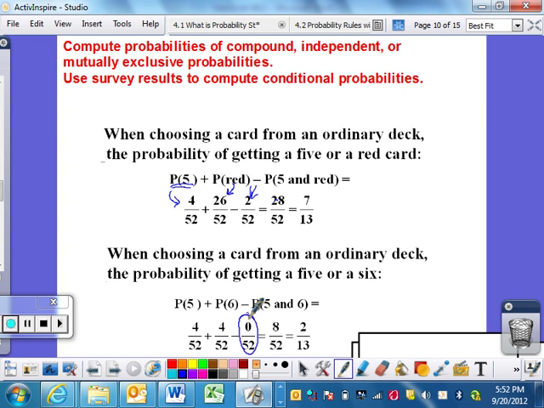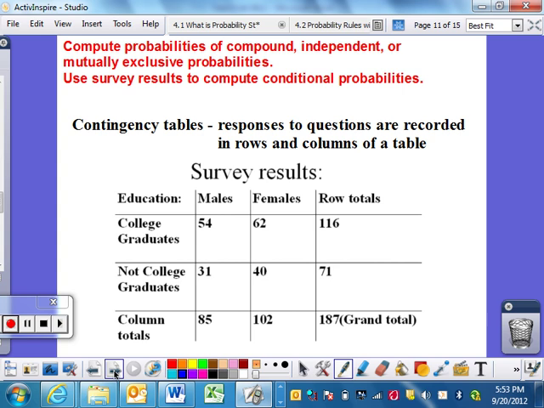It's just that you're going to subtract 0 out of 52, because you can't get a card that's a 5 and a 6. And then you just go 4 out of 52 plus 4 out of 52 is 8 out of 52. Reduces to 2 over 13.